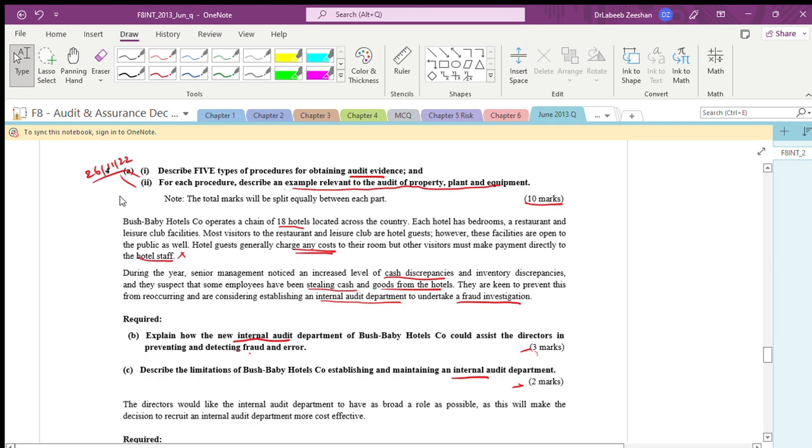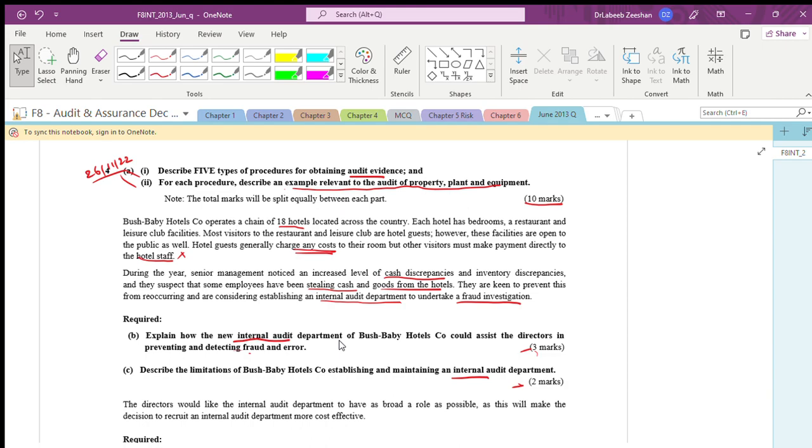Explain how the new internal audit department could assist the directors in preventing fraud and error. What are the limitations of establishing and maintaining internal audit? Limitations are definitely the staff will not agree. Cost will increase. Is it right? Cost will increase. And when you are talking about how the new internal audit department will help, they will have the controls. They will put the controls on the price list.